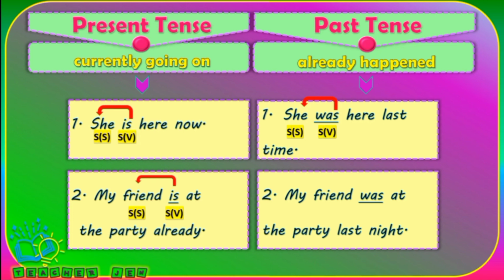Number 2. My friend was at the party last night. Here, the subject is my friend, which is singular. Since this sentence talks about a past action as indicated by the expression last night, we use the be verb was, which is a singular verb. So here, our subject and verb grammatically agree with each other. In summary of this slide, we use the be verbs is and was for singular subjects. We use is for actions that are currently going on, while we use was for actions that already happened.